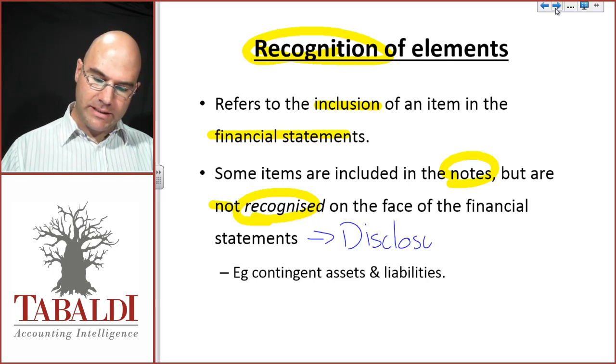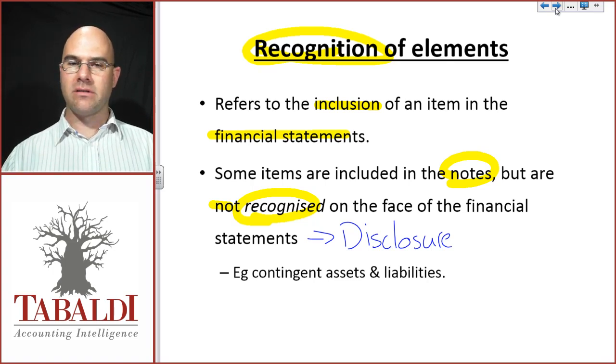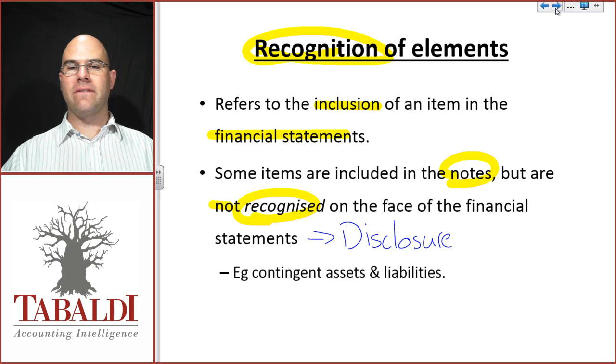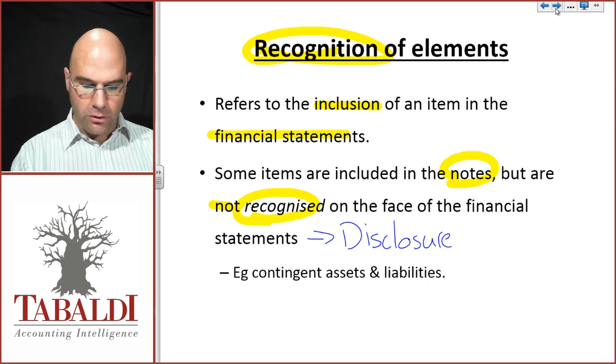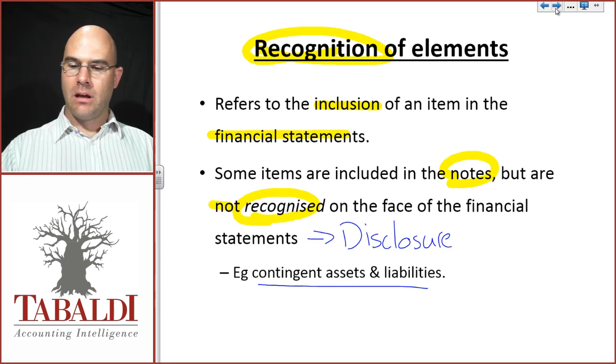So just to make sure we understand, there are two terminologies that will be used throughout our videos. First of all, recognition: inclusion of an item of PPE, liabilities, whatever, on the face of the financial statements. Disclosure: the item is not recognized on the face of the financial statements, but information about that item is disclosed in the notes. Prime examples are your contingent assets and contingent liabilities. Moving on.